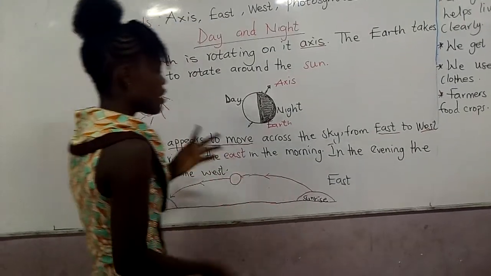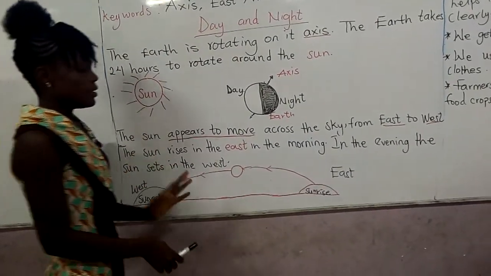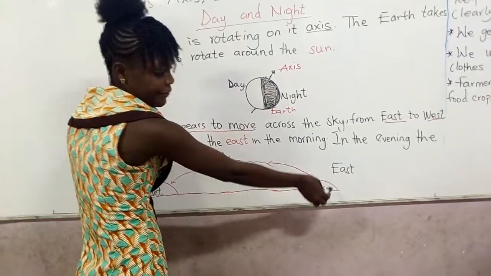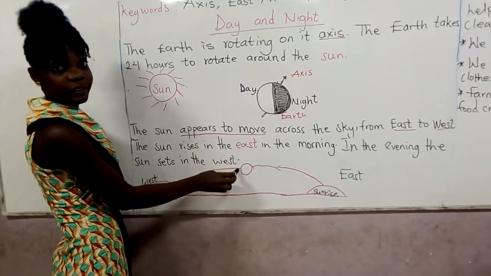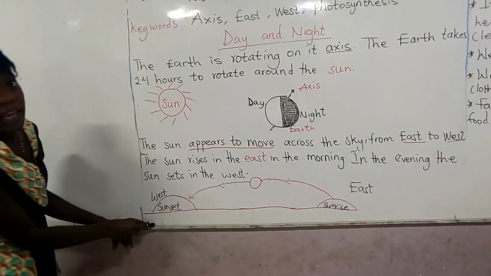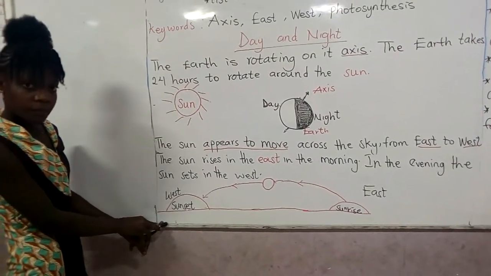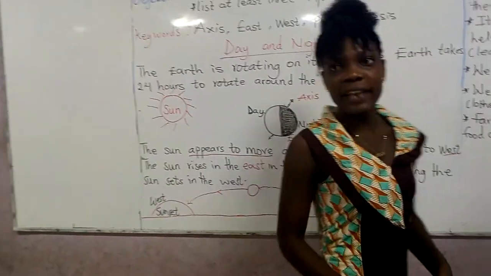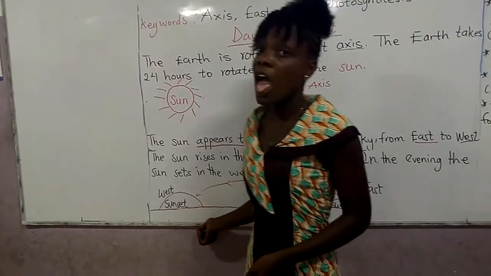So this is a diagram of the sun. The sun rises here from the east, moves, and then it's in the middle. That's where we have the midday. Then it goes to the west and then sets there. Do you understand? Okay, so we know that the sun helps us a lot.